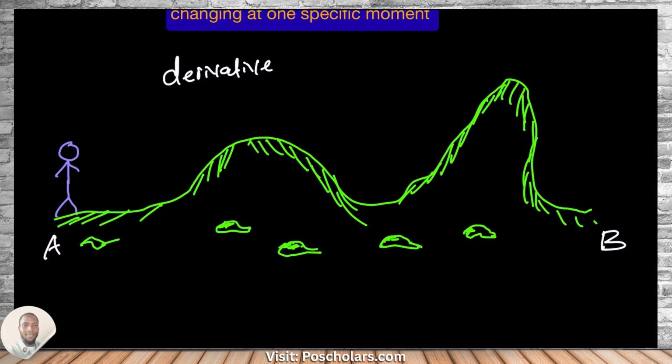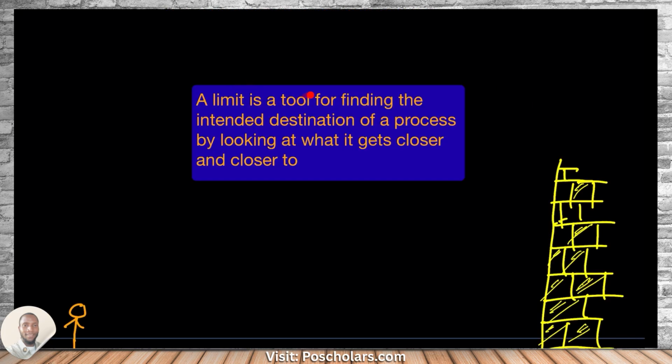Now, if you want to find the derivative of something, basically the universal symbol is dy over dx. By the time we start this video fully, you keep seeing something like this. This thing actually means the derivative of something. Now, you can't talk about differentiation in calculus without talking about limits. What's a limit? A limit is a tool for finding the intended destination of a process by looking at what it gets closer and closer to.